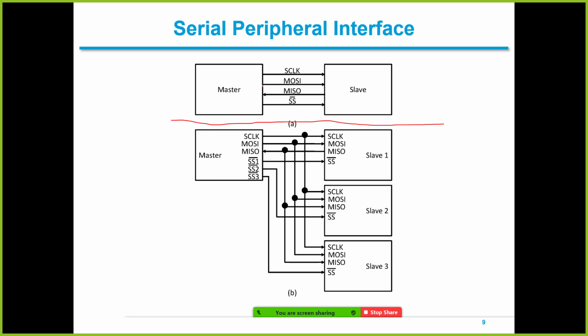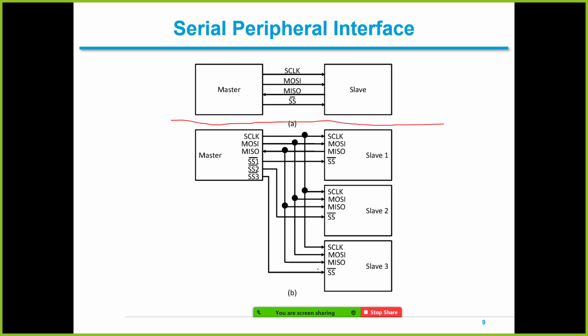And here, MOSI pin, MISO pin, and this selection pin, SS. So it's easy for this architecture because it's just 1-on-1, no other options. So just directly connect them together, connect the corresponding pins together.